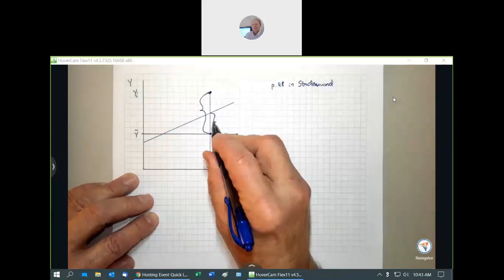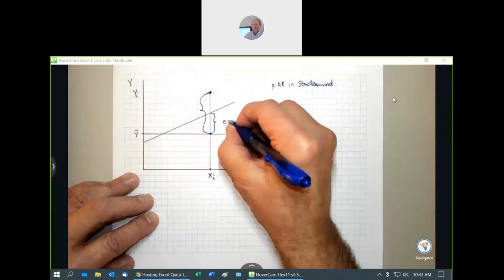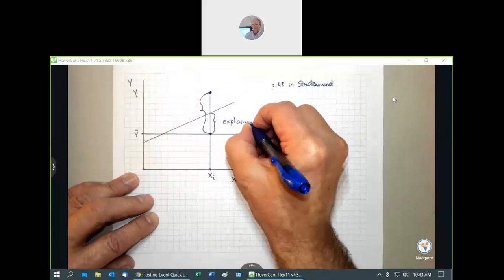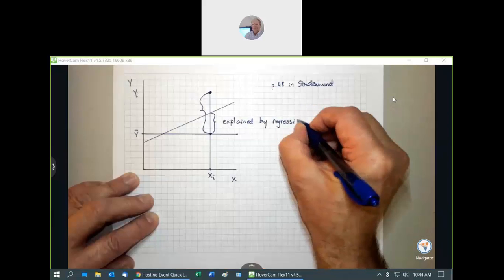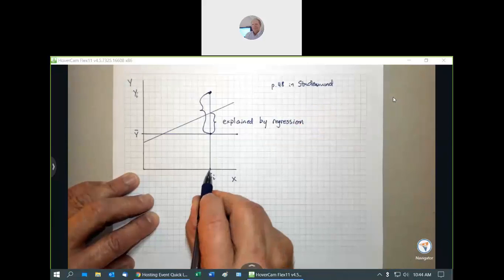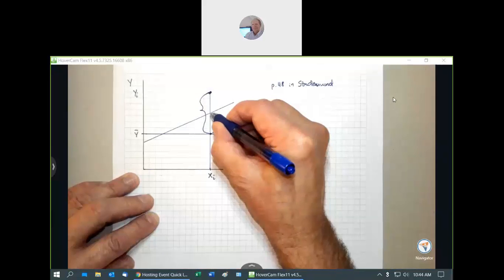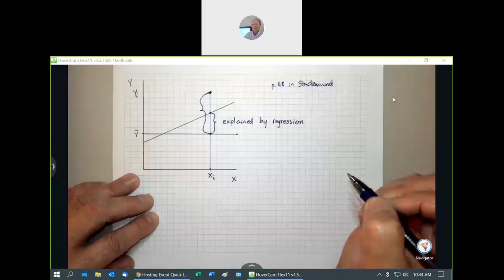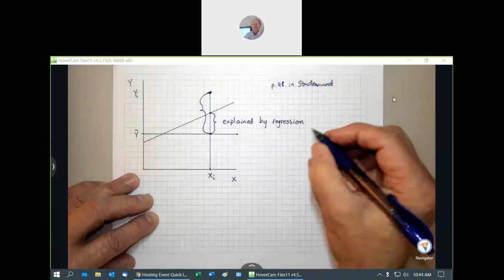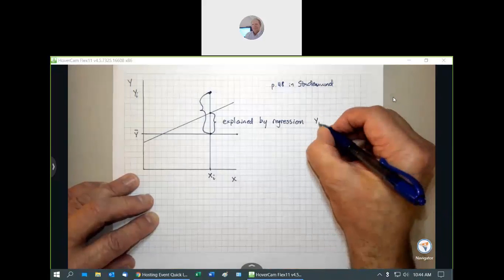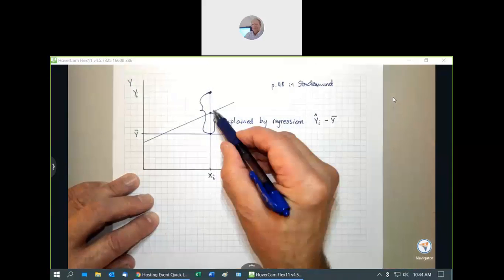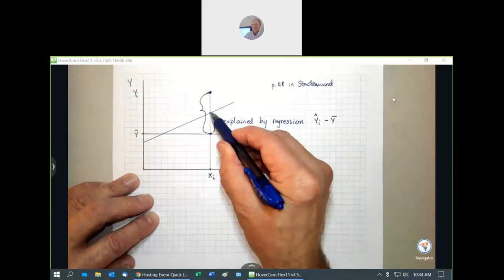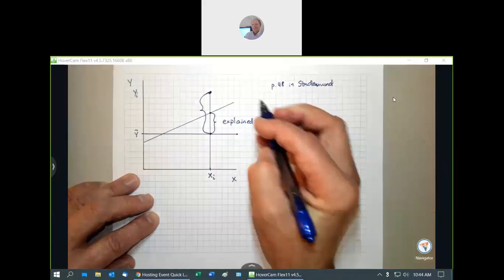There's this amount, this vertical height right here, which is the amount that is explained by the regression. See, our regression line tells us, with an xi value this high, we kind of predict that your yi hat is going to be right there. So it is explained by the regression. And that is equal to yi hat minus y bar. And you can just see that's the vertical distance, from yi hat right here on the regression line down to y bar.